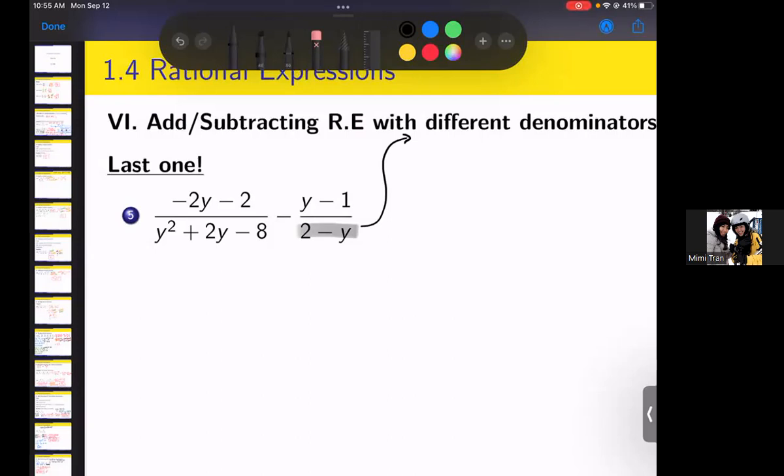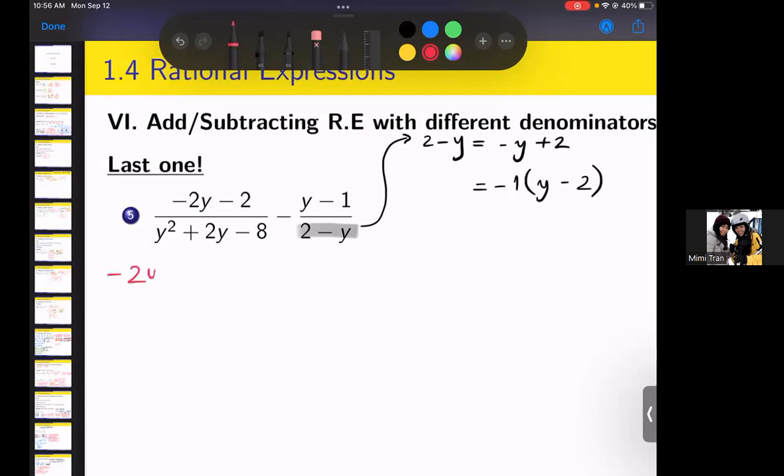A lot of you be able to practice. Just be careful and don't skip steps. Do one step at a time. So 2 minus y is the same thing as minus y plus 2, right? Rearrange the order. Now you factor out -1. When you factor out -1, everything changes sign.